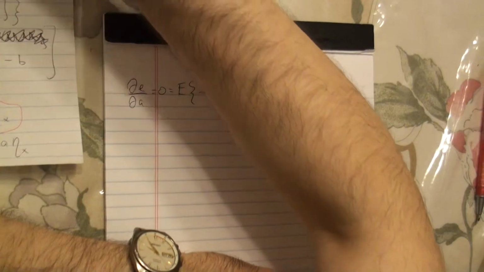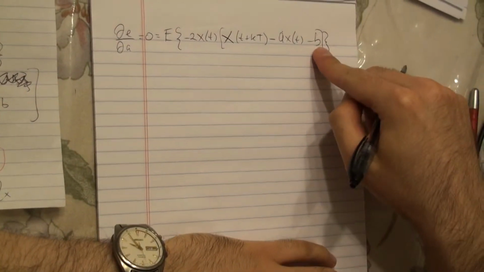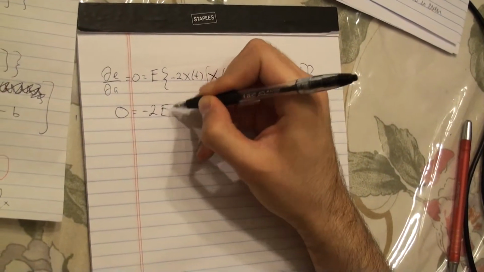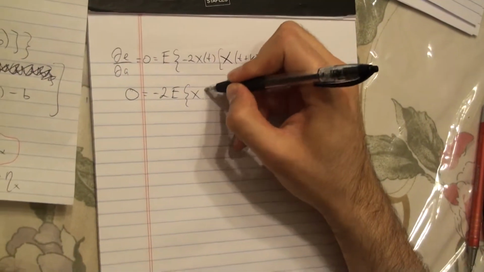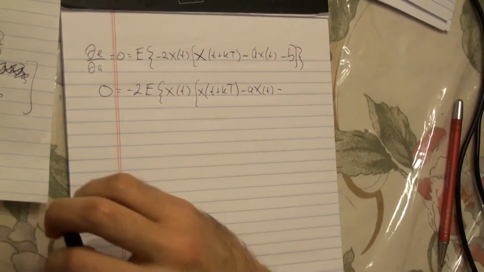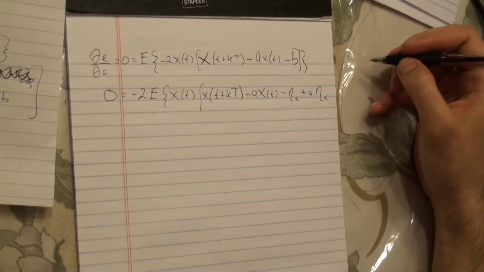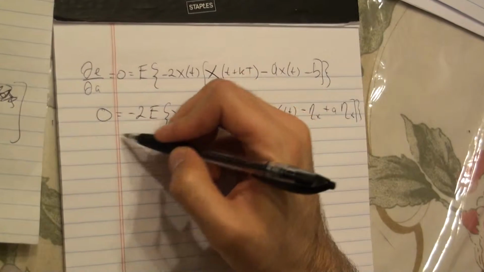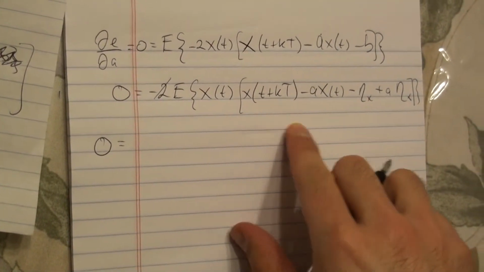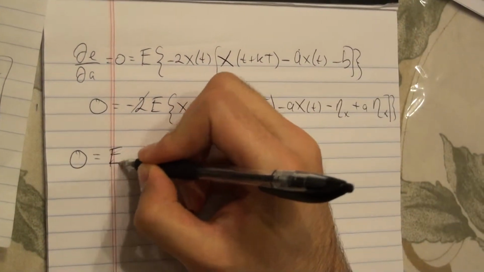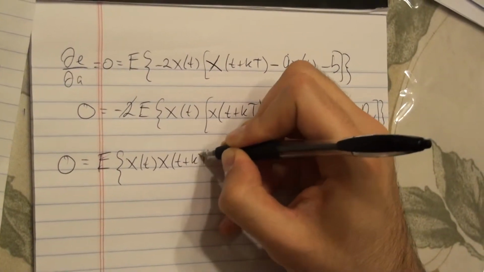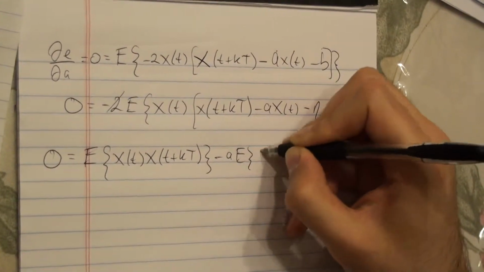Okay. So now we have to plug in here what we have for b, right? So we have b, you can plug it in. So we get 0 equals, you can take out the 2, which we're going to throw out anyway. So we have x of t times x of t plus kT, minus a x of t, minus now b. So we have eta x plus a eta x because the minus sign distributes. So we can throw out this minus 2 because we can divide both sides because there's 0 here. So we have 0 equals. So now we have to distribute this x along, and then take the expected value. So we have expected value of x of t plus kT, minus a expected value of x of t.